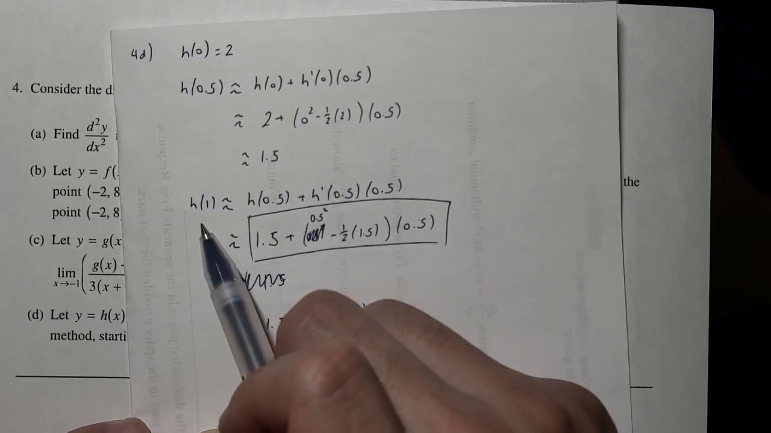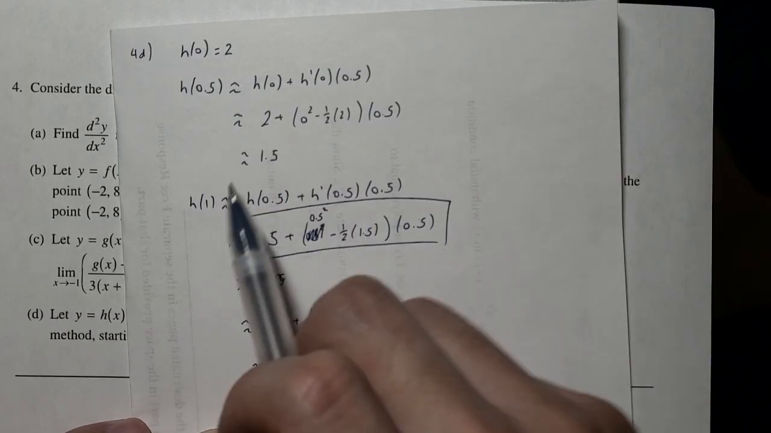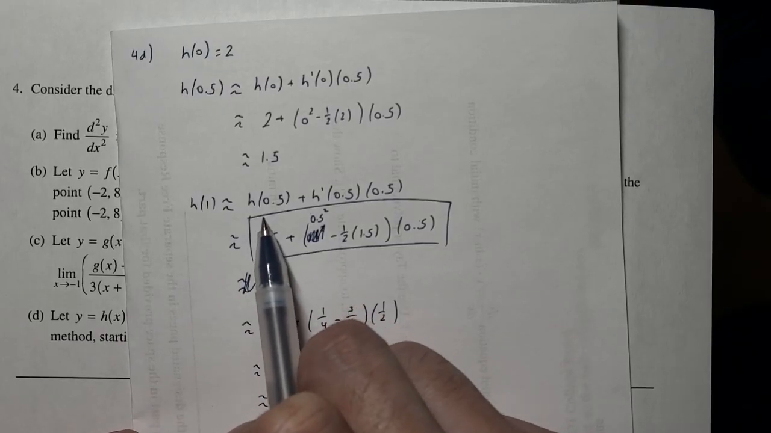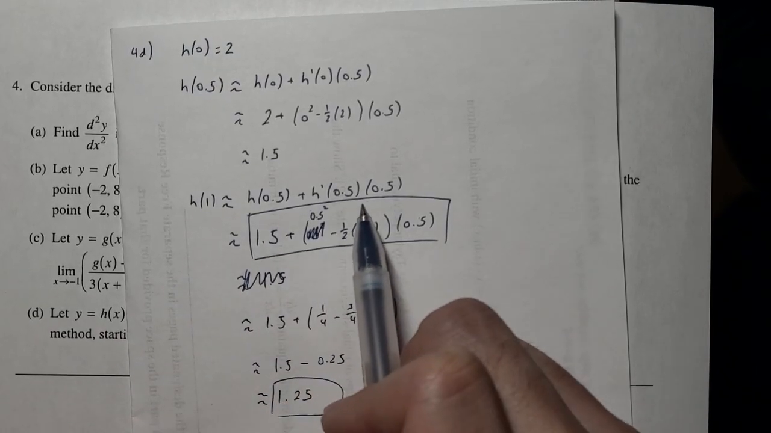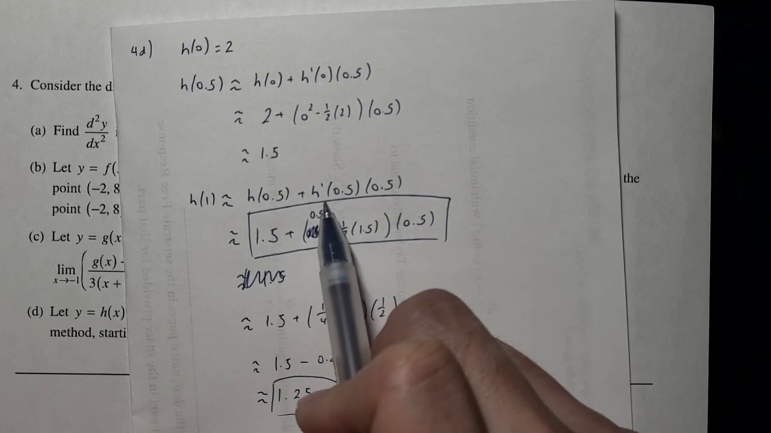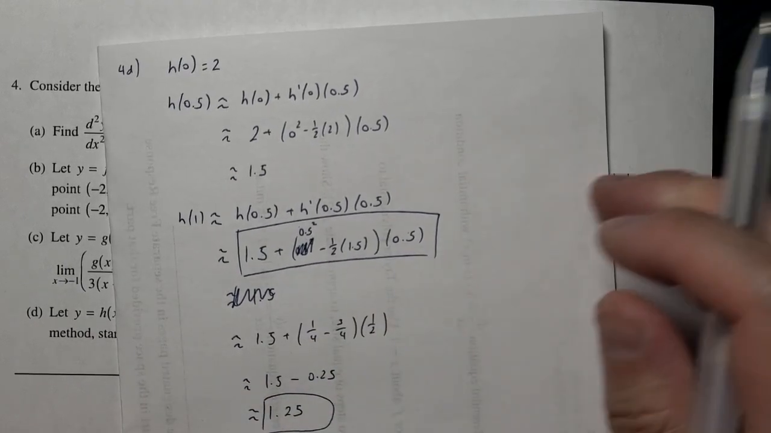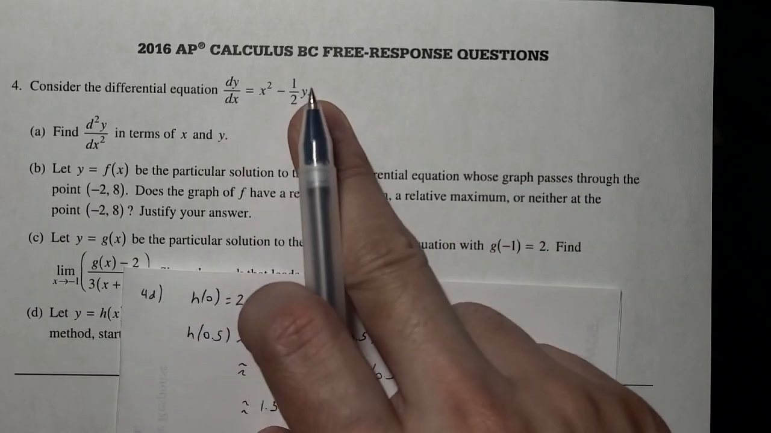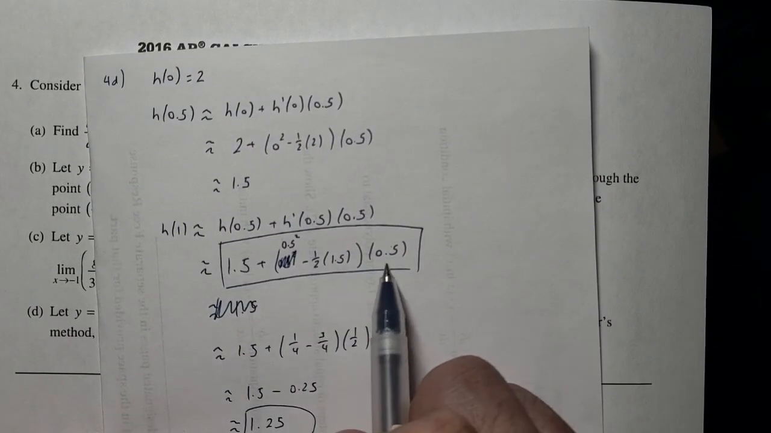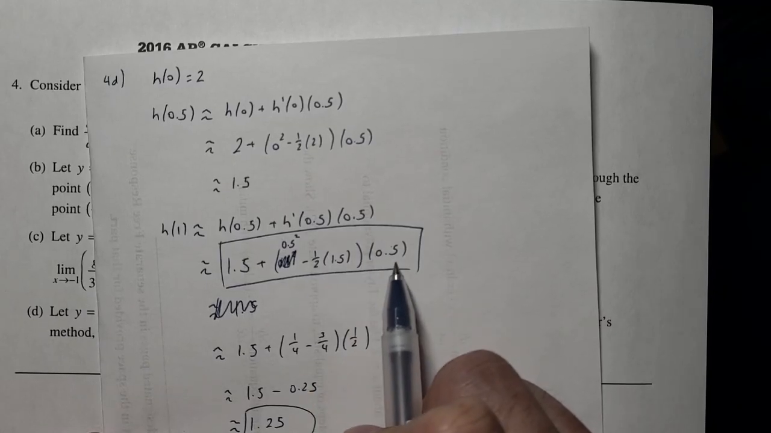And now, next step, so 0.5 plus the step size, 0.5, which is 1, okay? So, h of 0.5 plus h prime of 0.5 times 0.5. h of 0.5 we found is approximately 1.5. h prime of 0.5, so we plug in x is 0.5, y is 1.5 into there. That's what I did there. And times another 0.5, don't forget that.